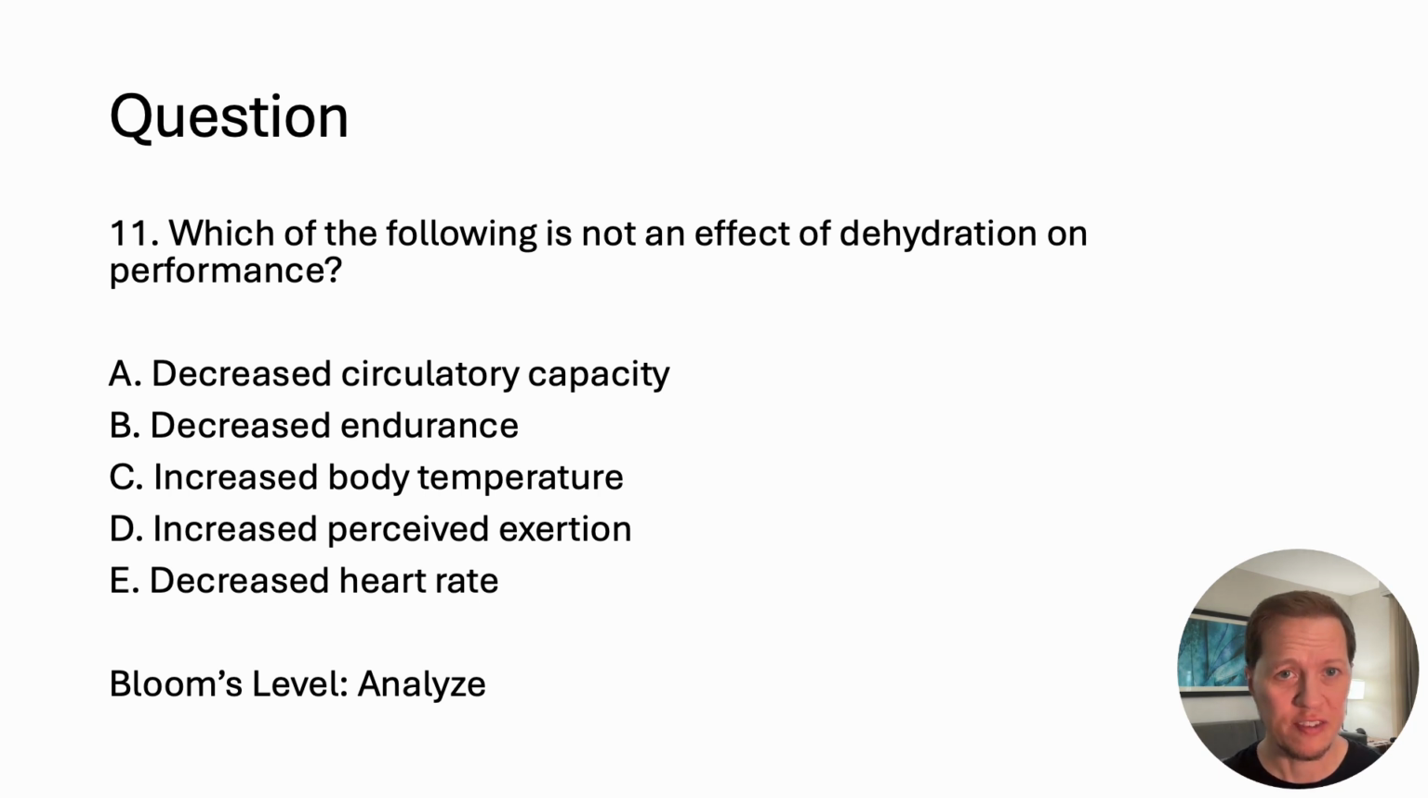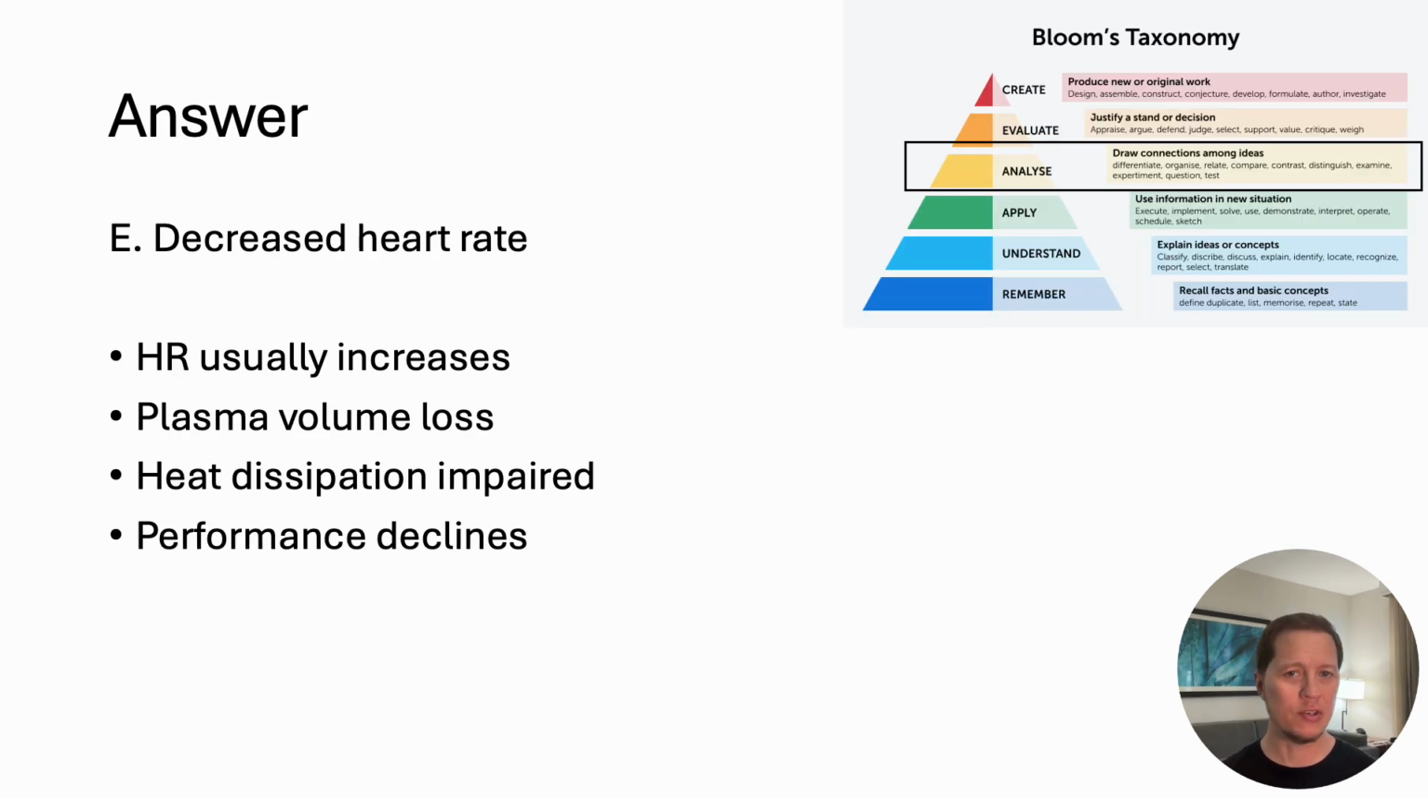All right, five more questions here. Which of the following is not an effect of dehydration on performance? Decreased circulatory capacity, decreased endurance, increased body temperature, increased perceived exertion, or decreased heart rate. And this one is decreased heart rate. So dehydration reduces plasma volume, which raises heart rate to maintain cardiac output. It does not lower it.